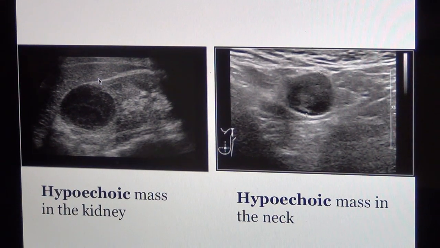Now look at the liver here. So this is the liver. The liver has the standard echogenicity, which is medium level. You need to compare a couple of organs with this liver. So the liver is a little more hyperechoic than the kidney cortex, and the liver is a little more hypoechoic than the pancreas. Okay, so you can use the liver as a standard to compare with certain organs. Here again, a hypoechoic mass in the neck. So it could be a lymph node in the neck.